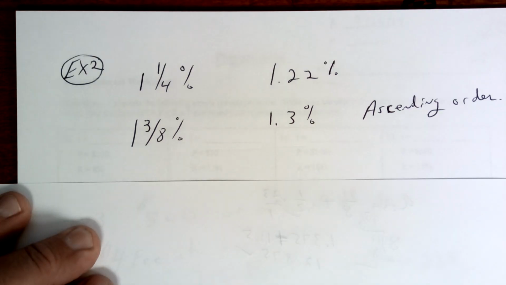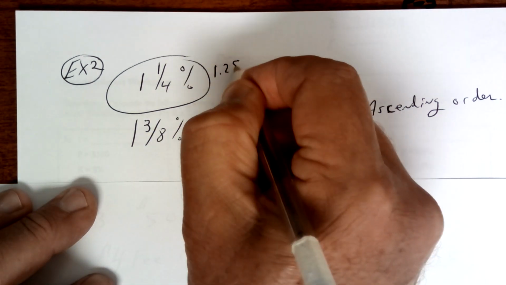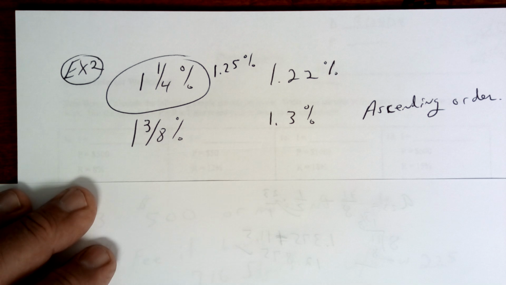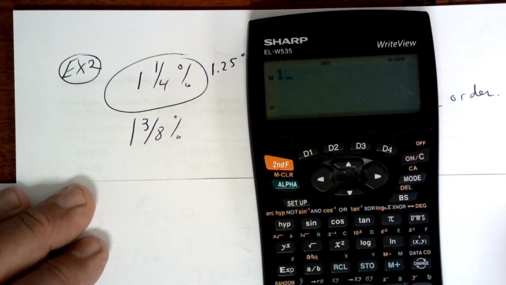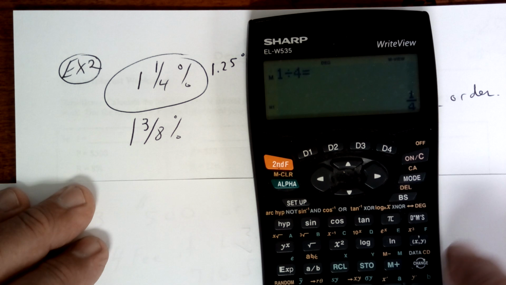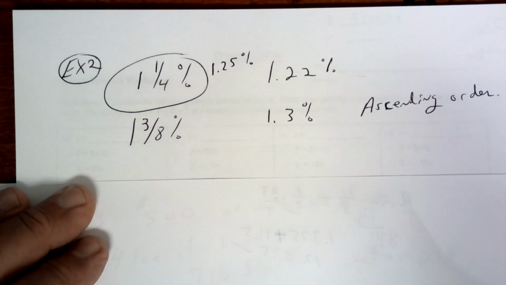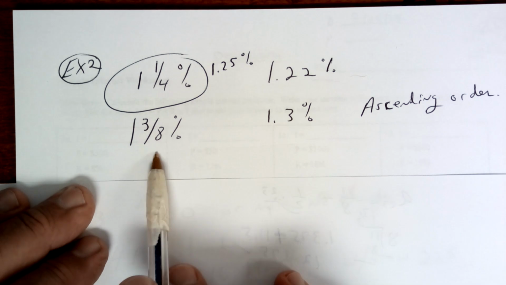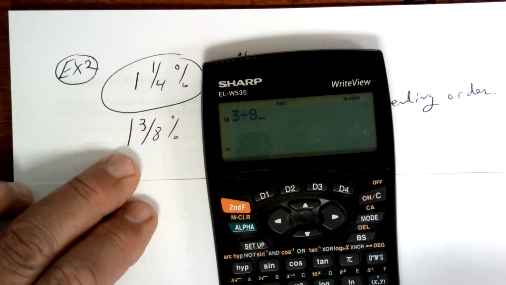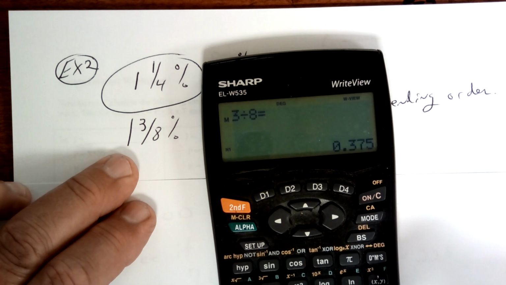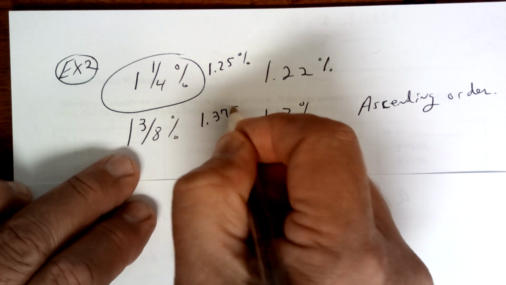All right, so you got to change this to a decimal, so that's 1.25%. And you might say, well, how do you do that? You take the top number, 1, always the top number divided by the bottom number. I know some of you had a question on that. That's 0.25. So it's 1.25. This one is 3 divided by 8 is 0.375. So this is 1.375. This one stays the same.